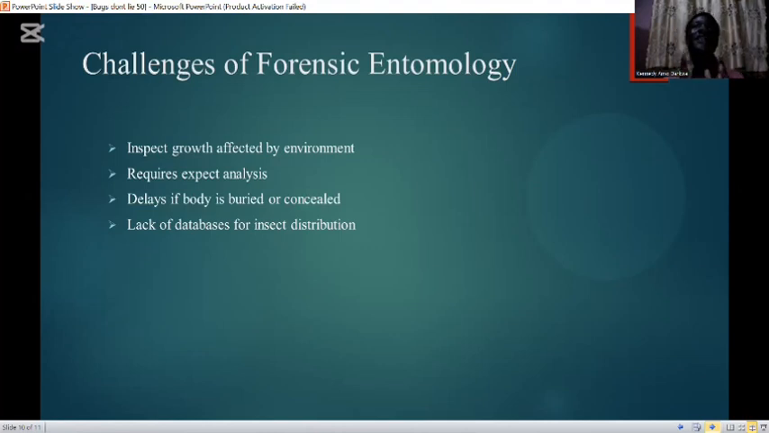Let's say databases for insects in India might be different from databases of insects in Ghana. Let's say Ghana lacks the databases and India has them. So in this case, we cannot generalize from this. So this is also a challenge of forensic entomology, since some regions lack databases.